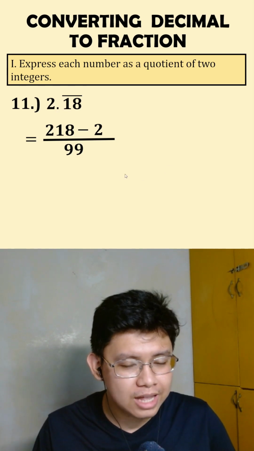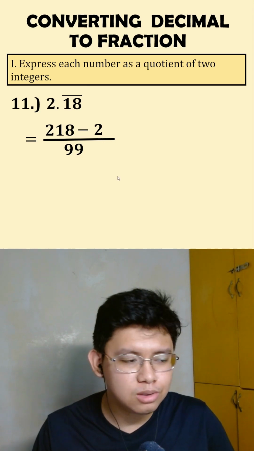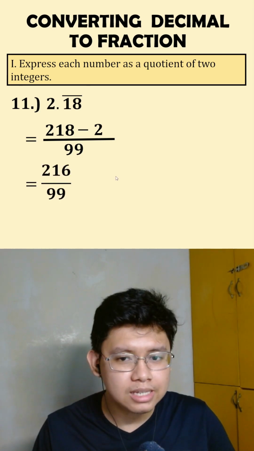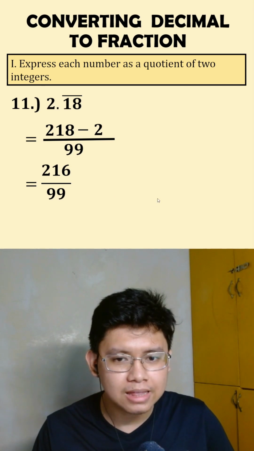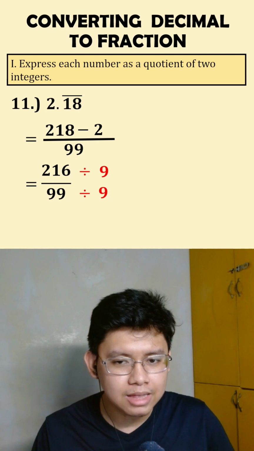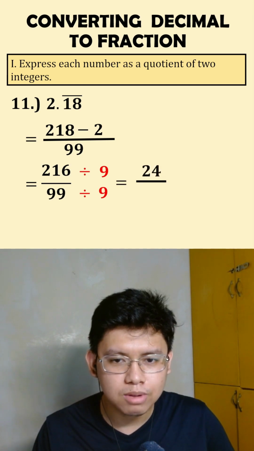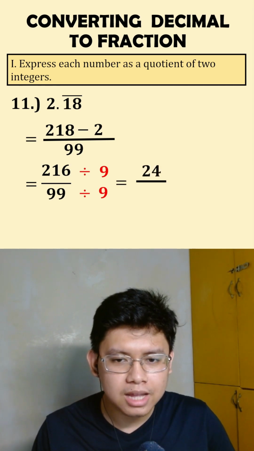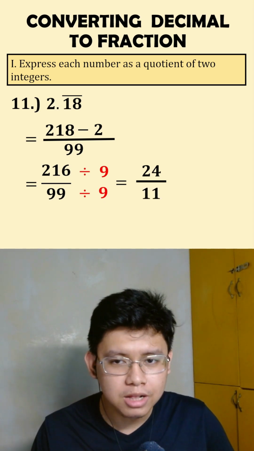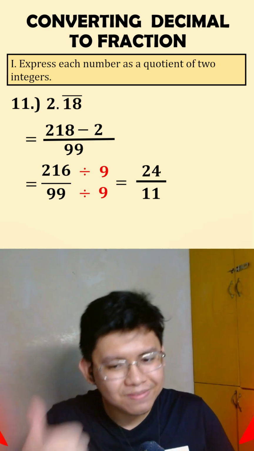Okay, so let's simplify our numerator. We will have 218 minus 2, magiging 216 siya over 99. Now, let's simplify this. Okay, they are both divisible by 9. So, let's divide both numerator and denominator by 9. So, 216 divided by 9, that will be 24. 99 divided by 9 is 11. So, our fraction form of this decimal number will be 24 over 11. And that's it. Ta-da! Alright.